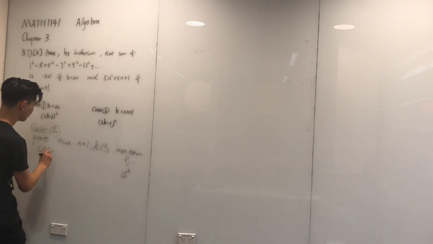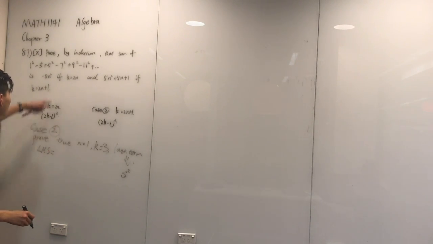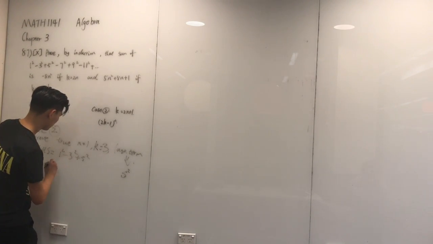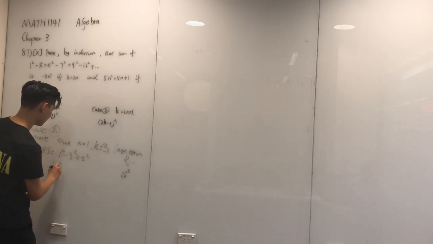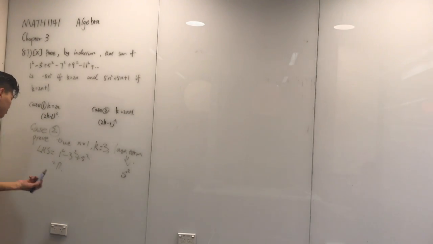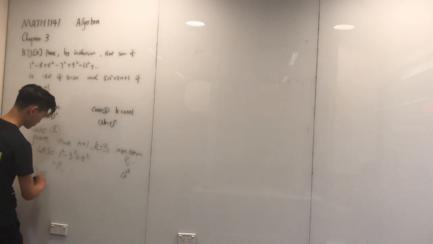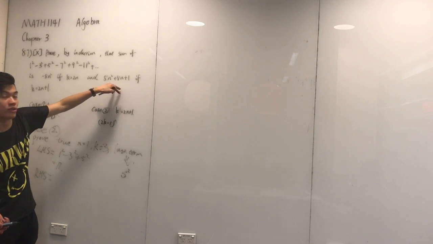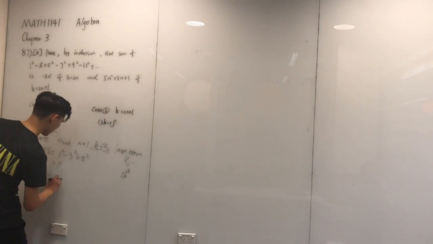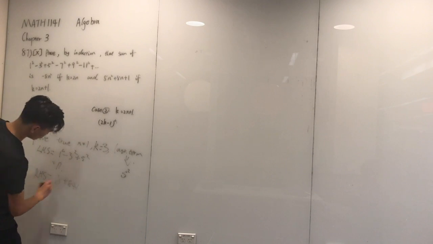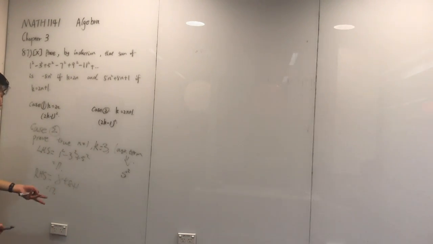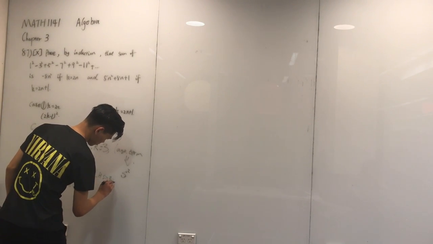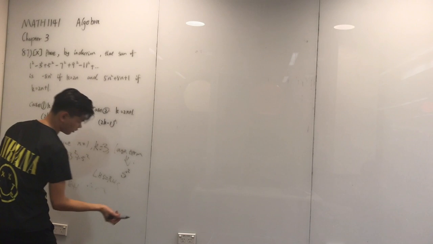Left hand side will just be substituted into the left hand side: 1 squared minus 3 squared plus 5 squared, which is 70. Right? And right hand side, substitute n equals 1 into this part. We got 8 plus 8 plus 1 equals 17. So left hand side equals right hand side. So it is true for n equals 1.